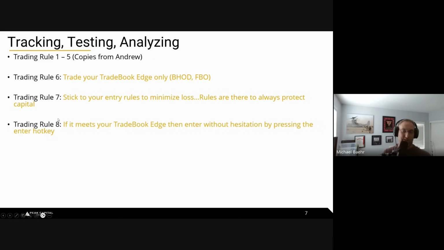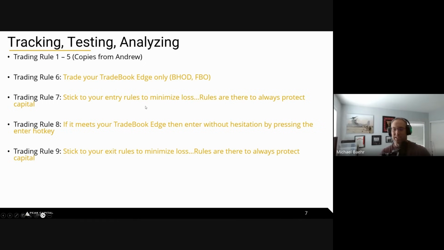See the difference between 7 and 8? 9, I already gave you the answer to this one. Same as 7. It's just instead of entry, it's exit rules, right? Trading rule 10, no trading after looking at P&L.